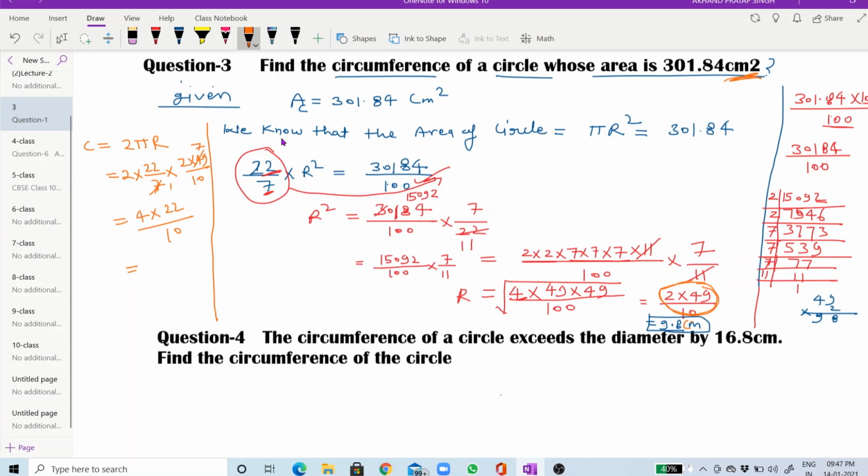Value will be into 7 also. So it's 28 into 22 on 10. So the value will be 616 upon 10. The answer will be 61.6. So this is the circumference. 28 into 22, you multiply, then we get 616.